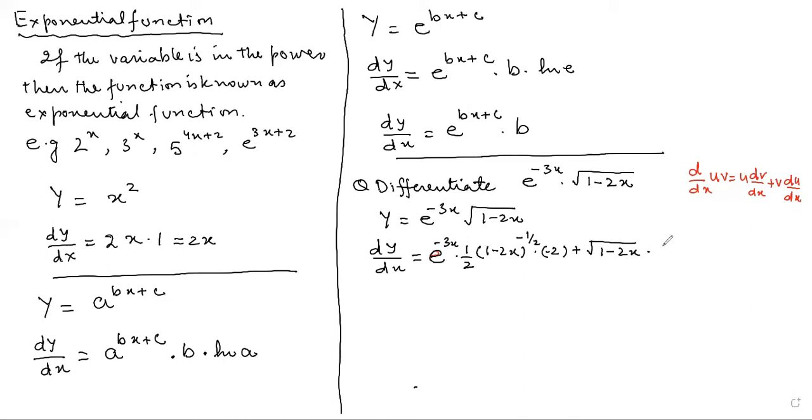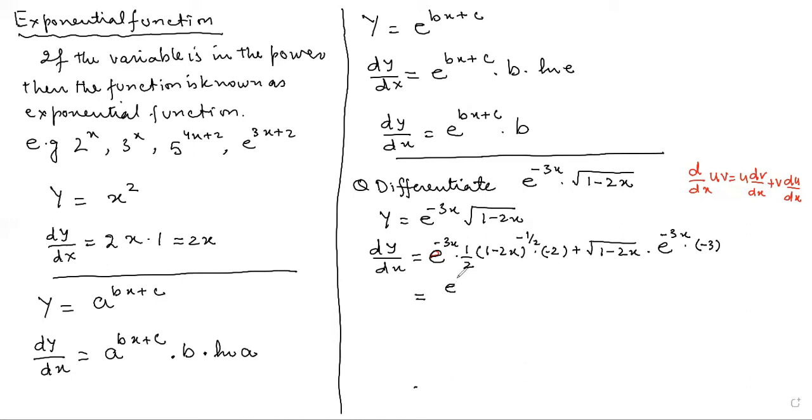The derivative of the exponential function is: we will write down e raised to minus 3x as it is. We will multiply the derivative of the power. The derivative of the power is minus 3. The derivative of minus 3x is minus 3, and we will multiply with the ln of the base. ln e is 1, so there is no need to write ln e. Now, the main task is to simplify the expression.